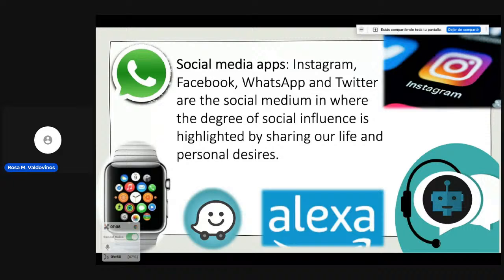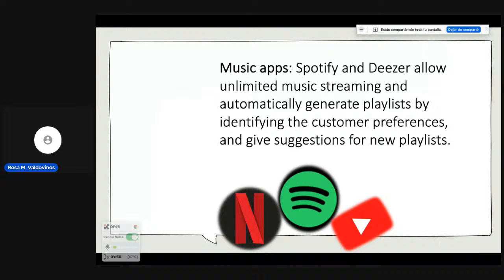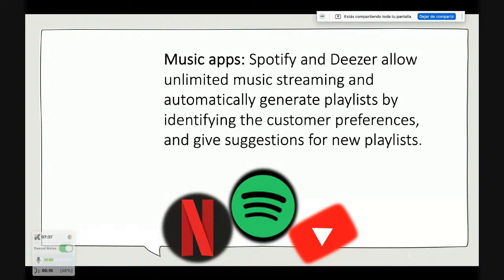Another one is the music apps. Spotify and Deezer allow you unlimited music streaming, and according to the most requested tracks, they automatically generate playlists by identifying customer preferences and give suggestions for new playlists. Something similar occurs with video platforms such as Netflix and YouTube. For this, association rules are the algorithm that we use in these applications.